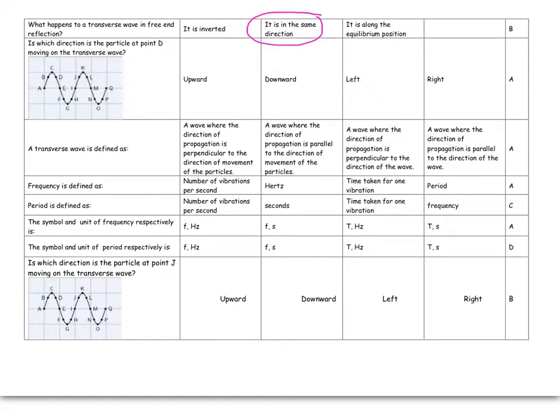So a transverse wave is defined as a wave where the direction of propagation, in other words, the direction that the wave grows in, is perpendicular to the direction of motion of the particles. So A is your correct answer.